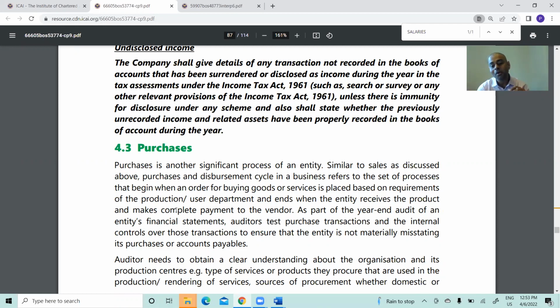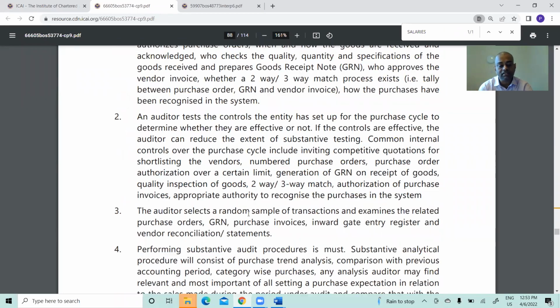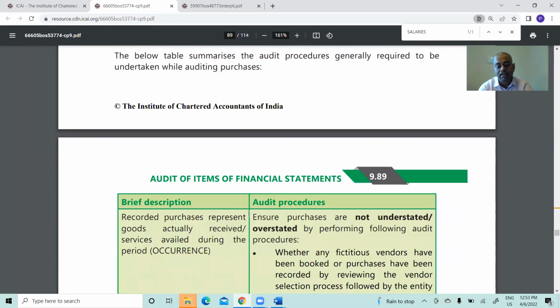In ACCA, there is something called a transaction cycle. They will give a flow chart. So these people tried to explain it descriptively. What is the transaction cycle? Which is not required. The auditor needs to obtain a clear understanding, and then they will write it.